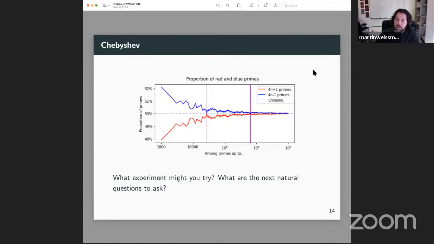Even a couple of years ago, there was a new discovery: if you look at the last digit of a prime and the last digit of the very next prime, there are some strange correlations that are very unexpected.